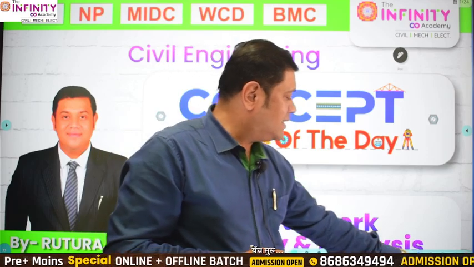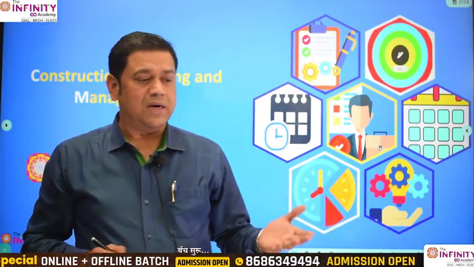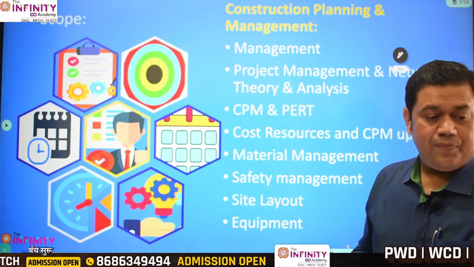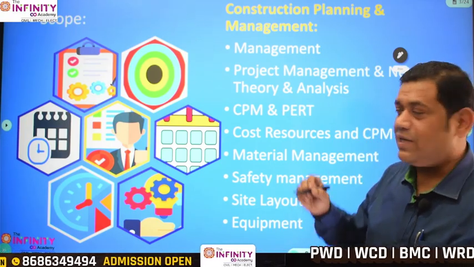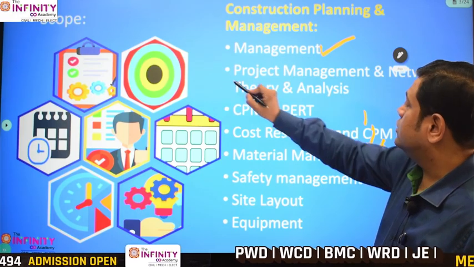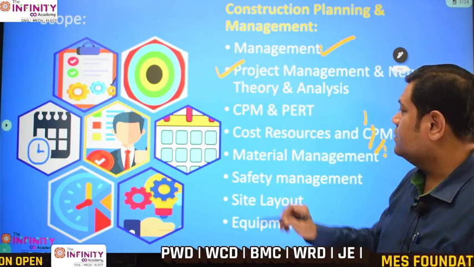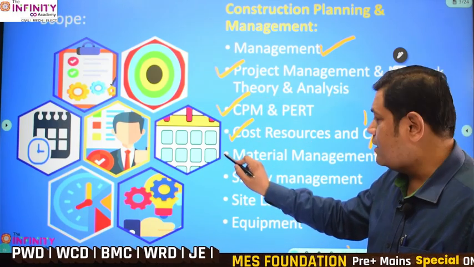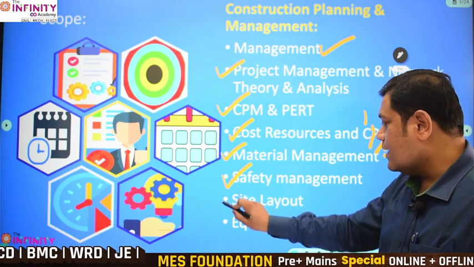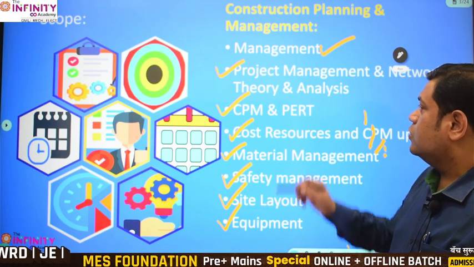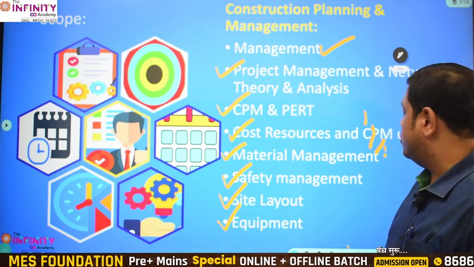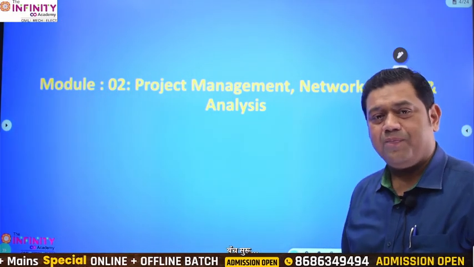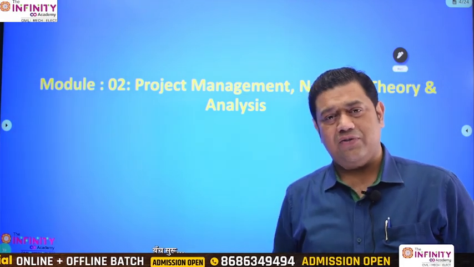So as I said, the subject is going to be divided into various parts. The CPM is divided into 8 modules. First we have to understand what management is, then project management and network theory and analysis, CPM and PERT, cost resources and CPM updating, material management, safety management, site layout management and equipment management. In these 8 modules, today we are going to look at the basics of project management, network theory and analysis. Okay, so are you guys with me? Let's start with this subject.